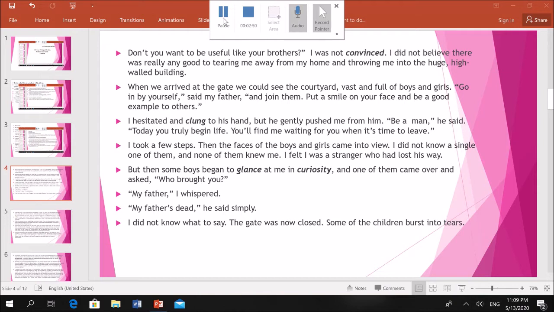But then some boys began to glance at me in curiosity, and one of them came over and asked, who brought you? Some boys came, they started looking at him with curiosity. And one of them came over and asked, who brought you to school? The little boy said, my father.